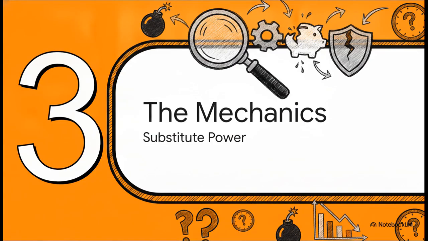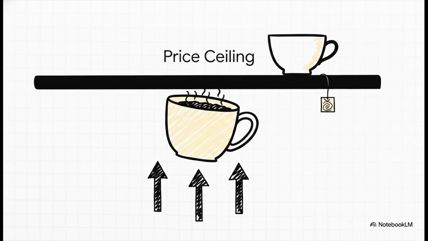Section 3, the mechanics, drivers of substitute power. Now that we know what these substitutes look like, let's shift into investigation mode. Why, and more importantly, when do these alternative products become truly deadly to an industry's profitability? Well, it all comes down to an invisible barrier called the price ceiling. The existence of close substitutes naturally limits an industry's potential returns. How? By putting a hard lid, literally a ceiling, on the prices firms can profitably charge.